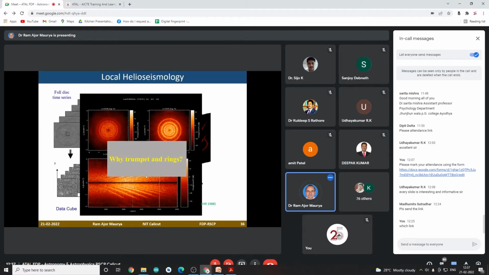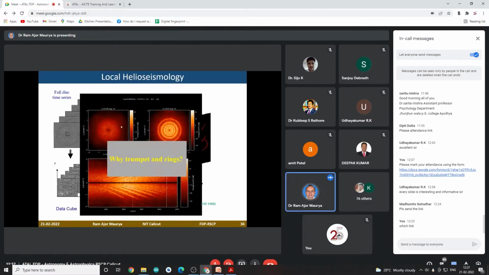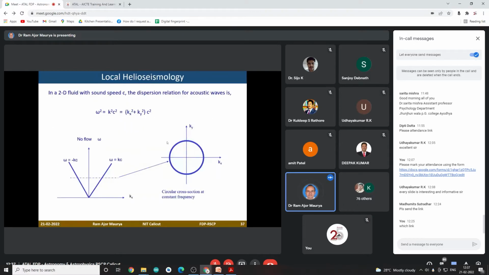That we can understand from the dispersion relation for acoustic waves. Actually, these patches that you are seeing here represent the dispersion relation for the sound wave inside the sun, and the different rings correspond to different radial orders. So let us try to understand the rings.